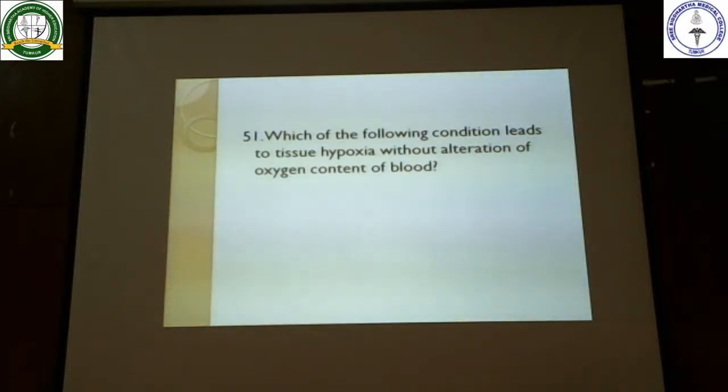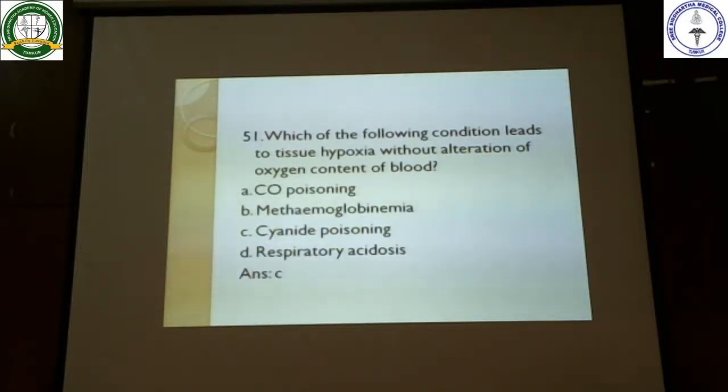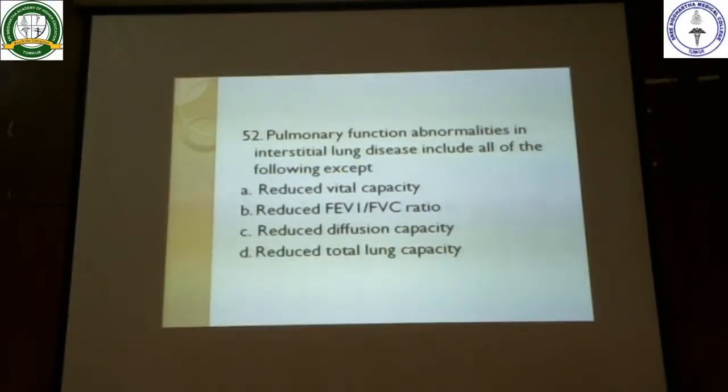Okay. Which of the following conditions leads to tissue hypoxia without alteration of oxygen content of the blood? Carbon monoxide poisoning, because it has high affinity, will displace the oxygen by binding with the hemoglobin. So it will decrease its oxygen content. Even methemoglobin will not have the affinity for oxygen, and even respiratory acidosis will decrease its oxygen content, except the cyanide poisoning. All this decreases the oxygen content of the blood. Okay, only the reduced diffusion capacity, reduced total lung capacity.